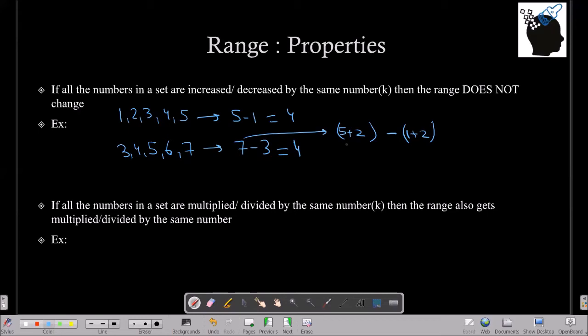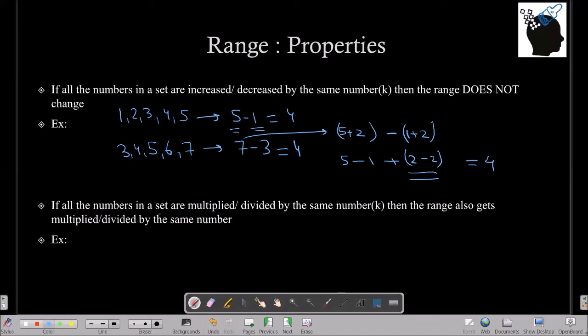And when we are finding the range, we are subtracting the highest and the lowest value. So if you simplify this, it becomes 5 minus 1 plus 2 minus 2. So whatever increment we did on both the numbers, we are essentially subtracting them. So it is cancelling out and our range remains the same.